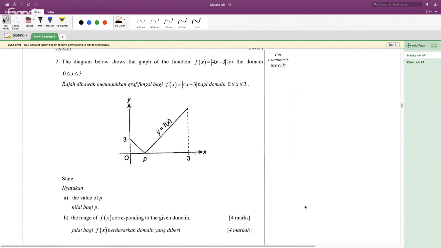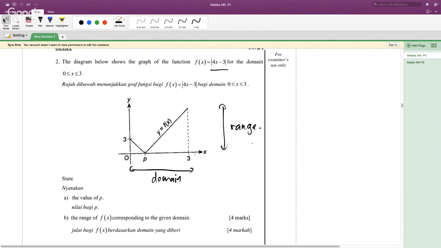The diagram below shows the graph of the function. So this is a linear graph with the modulus symbol for the domain 0 to 3. Whenever they say domain, it means the x-axis, I mean the x domain. For the y-axis, they call it range. Okay, this is the difference.